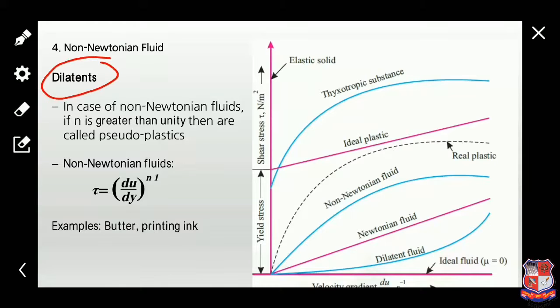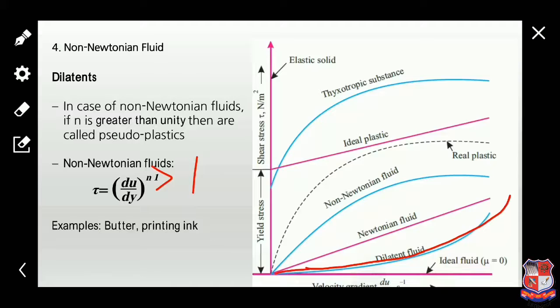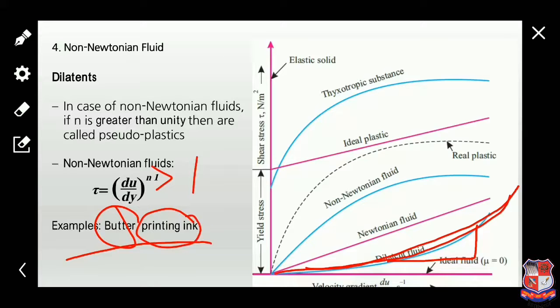Now dilatant fluids. In the case of a non-Newtonian fluid, if the value of n is greater than unity, then the fluid is called dilatant. The non-Newtonian fluids obey this equation: shear stress is equal to (du/dy) raised to n, and the value of n is greater than 1. The dilatant fluid line is shown in this graph, and n, the slope value, is greater than 1. Examples of dilatant fluids are butter and printer ink.